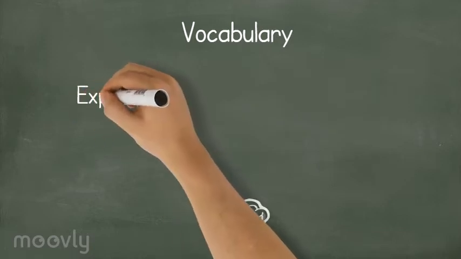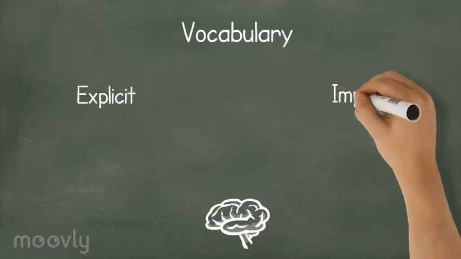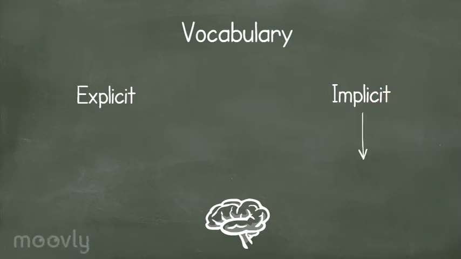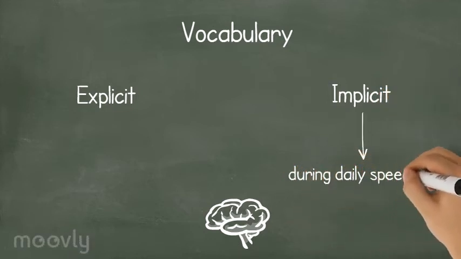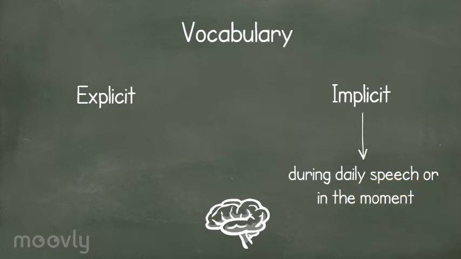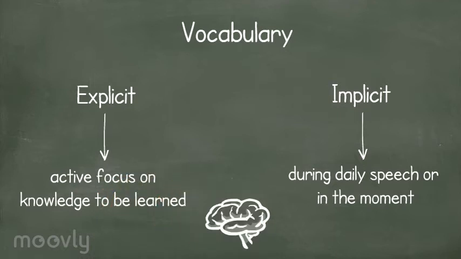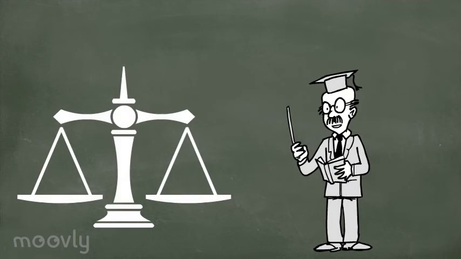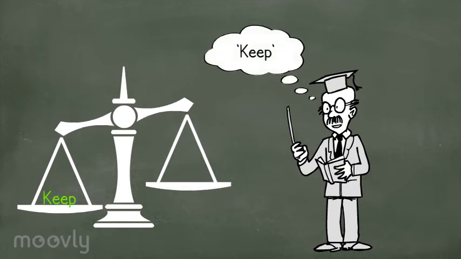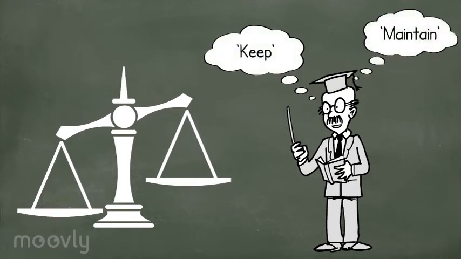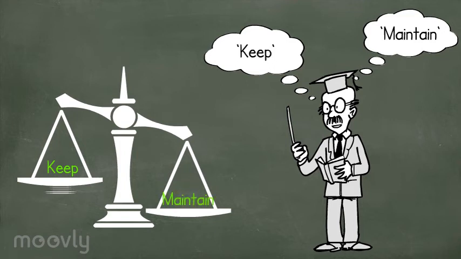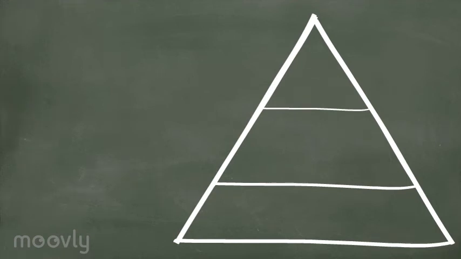Vocabulary can be learned through explicit or implicit learning. Implicit learning involves learning vocabulary through common language acquisition and daily speech, also known as in-the-moment learning. Explicit learning involves an active focus on the specific knowledge, or in this case, vocabulary, to be learned. Teachers must decide what vocabulary words they need to explicitly teach in the classroom in order to build their students' vocabulary in the most efficient way. Today we will be discussing how to select words to explicitly teach in the classroom.